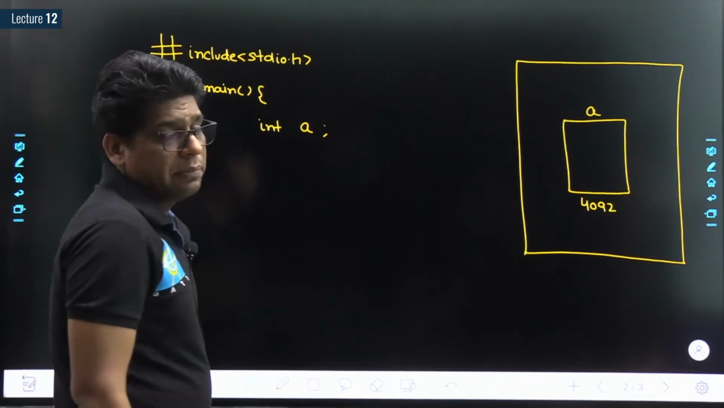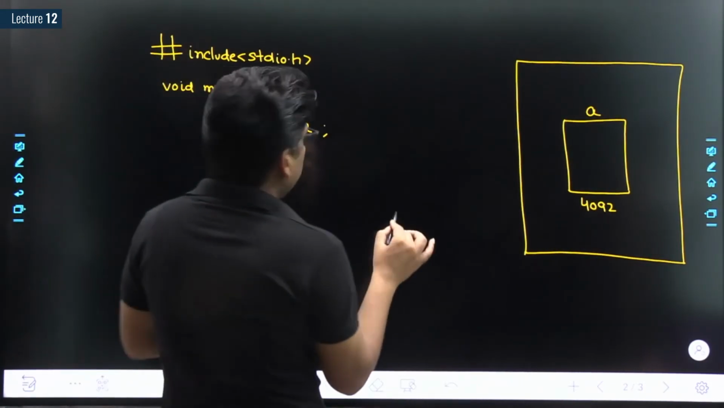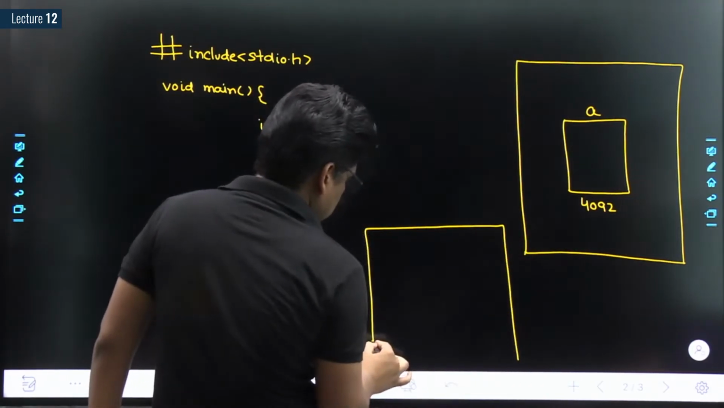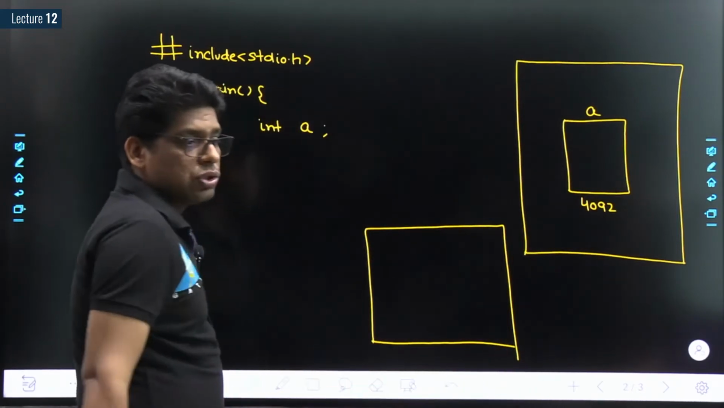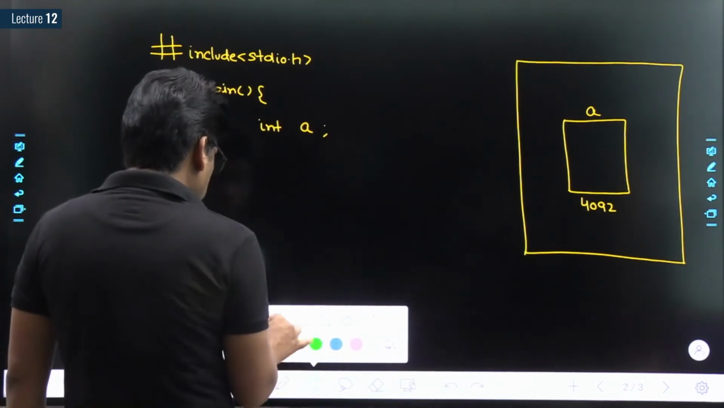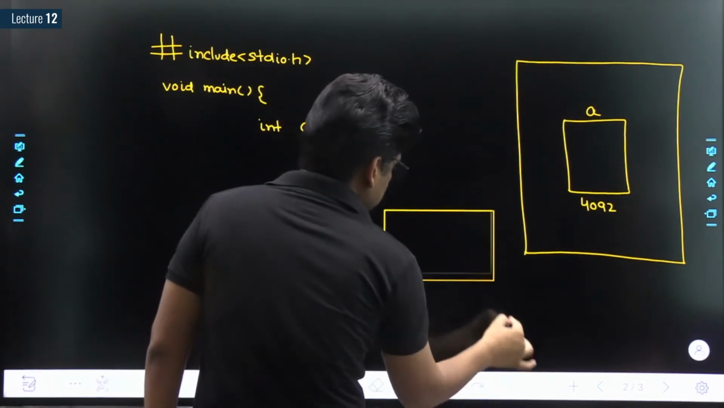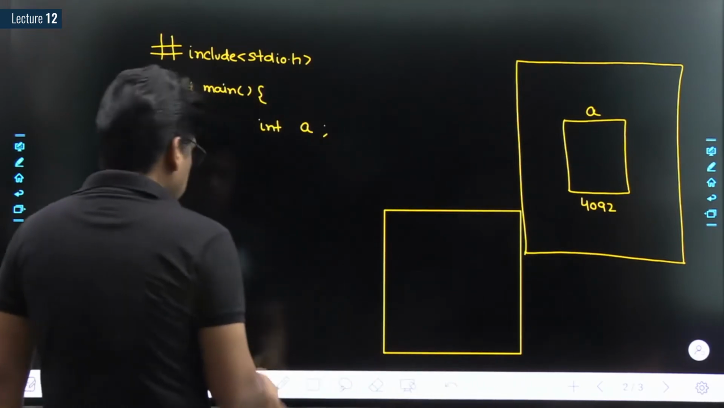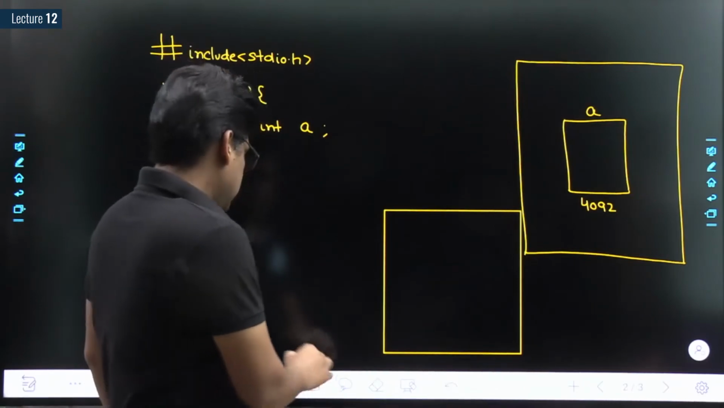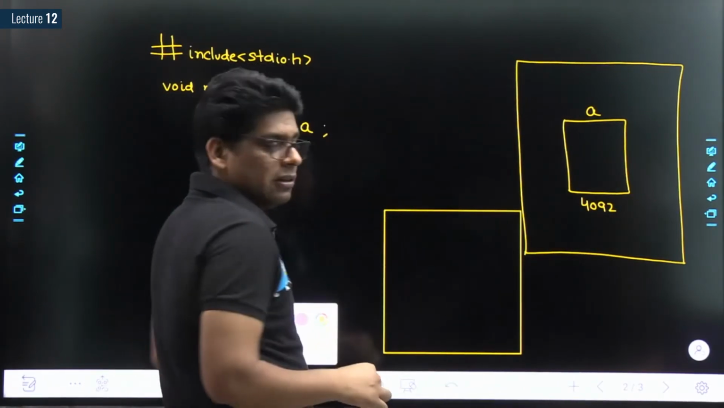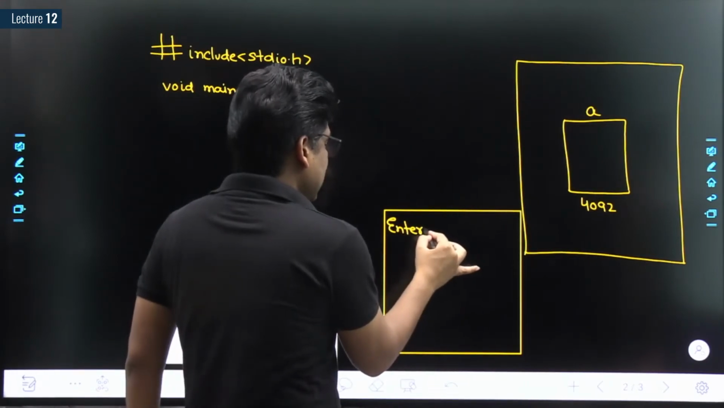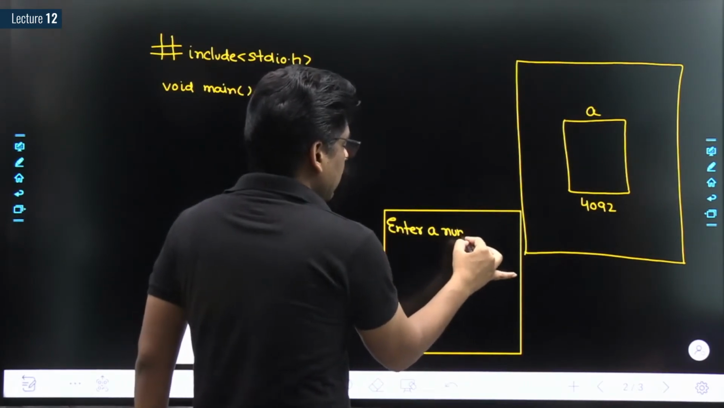Then what do we want? We want to get a value from the user. We want to read a value from the user. Let us suppose this is our monitor screen. Then again, user friendliness. What message should we print? We need to print a message like this: enter a number.